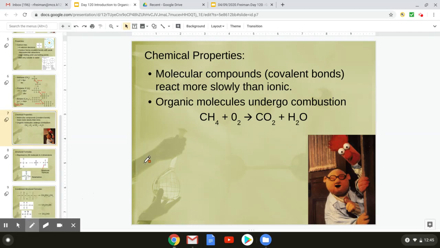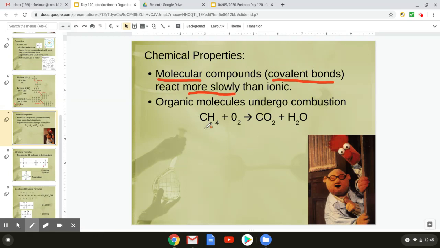So, some of the chemical properties of organic compounds. Organic compounds are molecular. Molecular, remember we talked about earlier in the year, is synonymous with anything that has a covalent bond. They're molecular when we have carbons and hydrogens bonded, because it's non-metal bonded to non-metal. Things that are covalently bonded tend to react more slowly than things that are ionically bonded. They're made up of covalent bonds, and they tend to react fairly slowly.